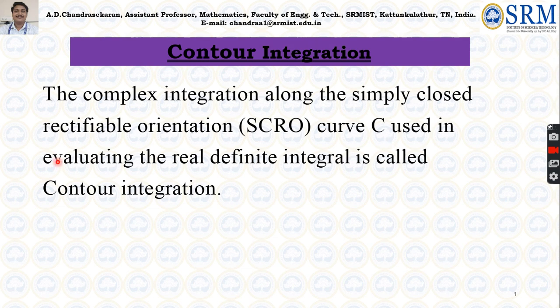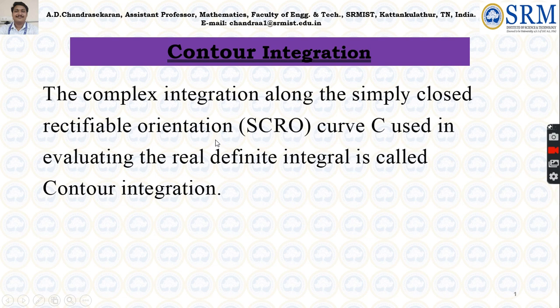See, rectifiable means that when we divide the curve into many parts, even though it is continuous, it is piecewise continuous. Orientation: normally we consider the anti-clockwise direction, so that is the meaning of this. Correct?